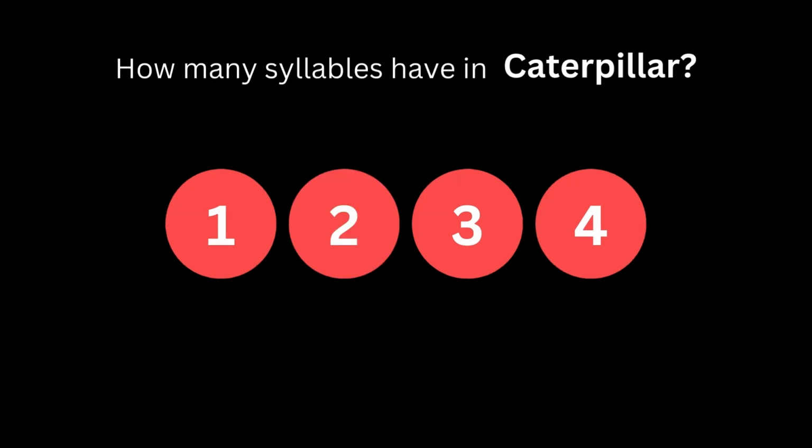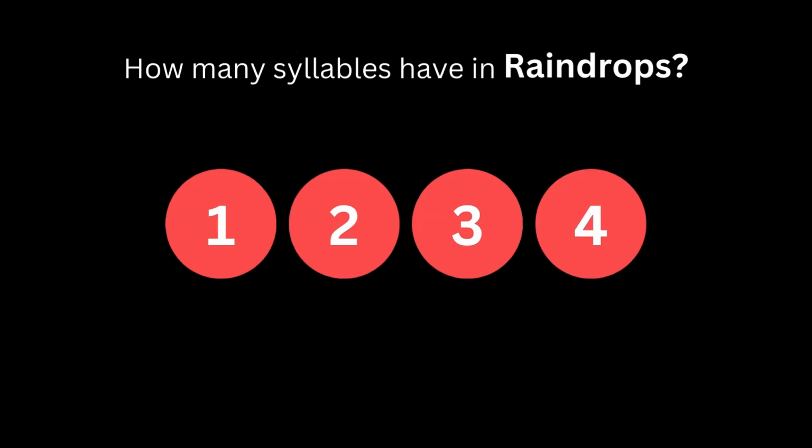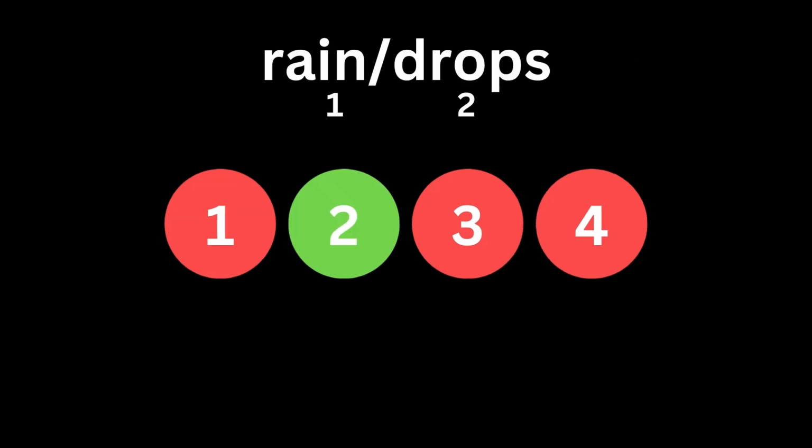How many syllables are in caterpillar? Cat, er, pil, lar. There are four syllables in caterpillar. How many syllables are in raindrops? Rain, drops. There are two syllables in raindrops.